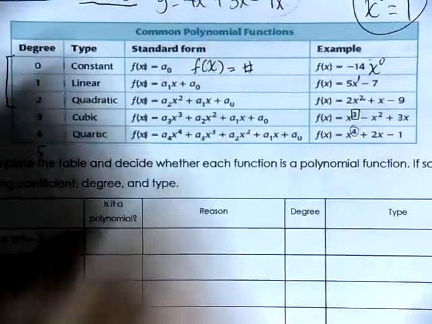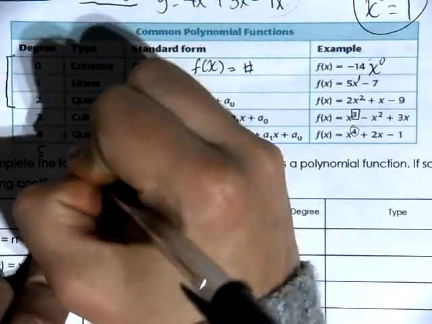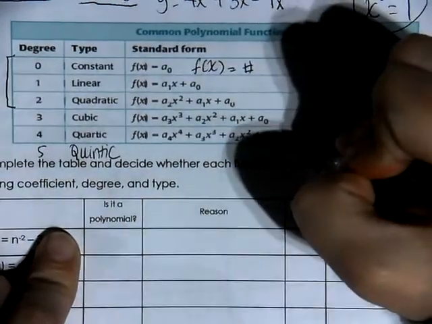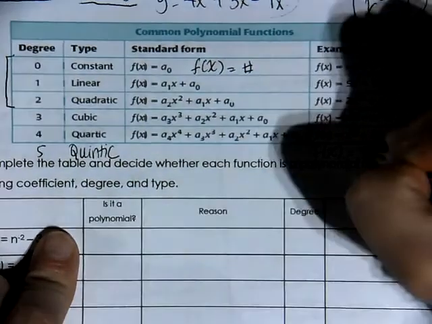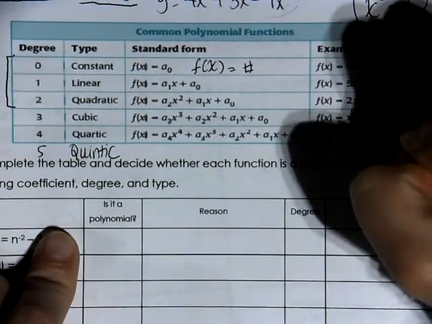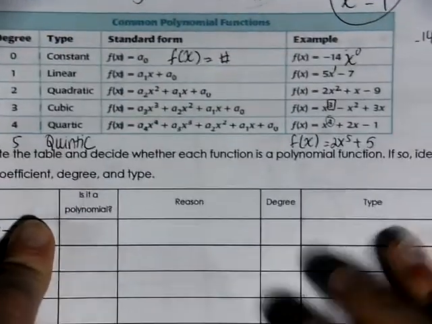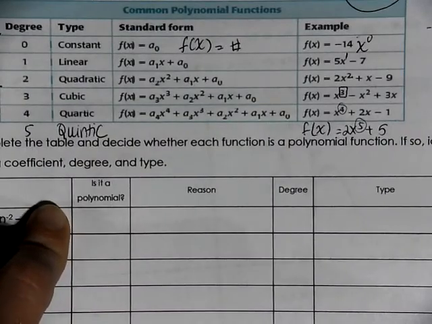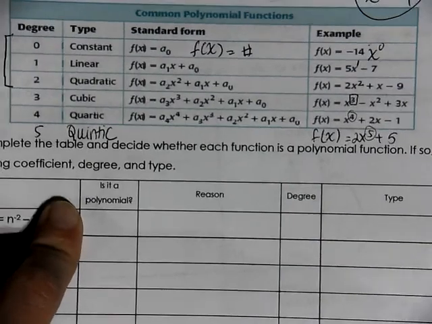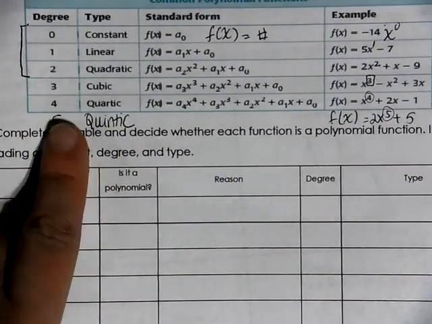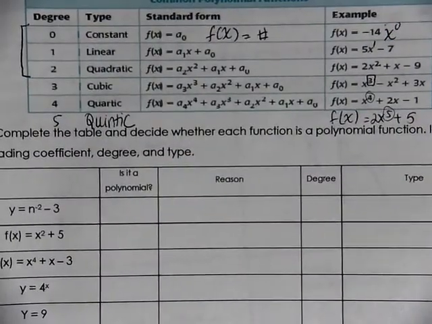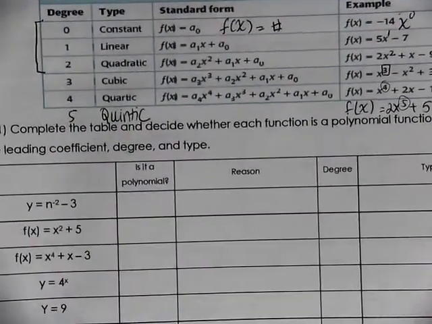You might see a degree of 5, and that is called quintic. So if you see the highest degree being 5, that's called quintic. After that, we call it 6th degree, 7th degree, etc. Sometimes we work with quintic. I just wanted to make sure that I put that out there. You might see that in a problem or two on your homework.